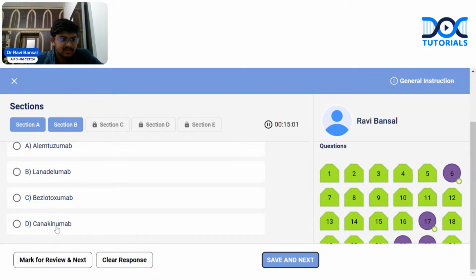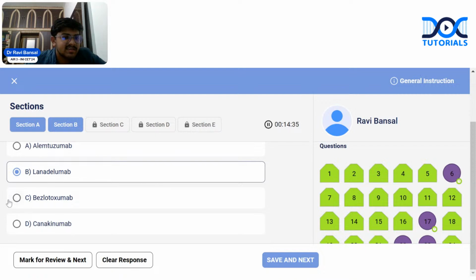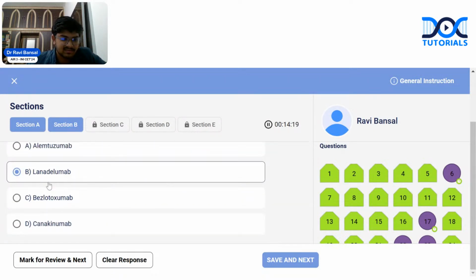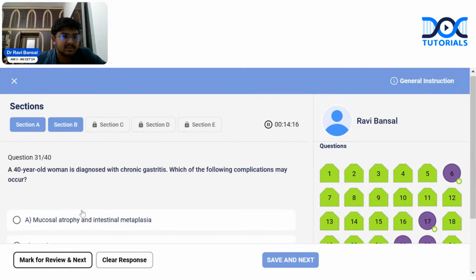Canakinumab. So mab, this is looking like an immunological drug. We have ruled out A. We have ruled out C. Lanadelumab and canakinumab. So canakinumab, I think it is against IL-17 or IL-23. I remember reading it in the rheumatoid arthritis or psoriasis chapter. So I'm thinking lanadelumab might be the correct answer. Canakinumab, yes, it is against IL-17, I think. So this cannot be angioneurotic edema. So lanadelumab, I think this is the correct answer. I have marked it, but I will review it later.